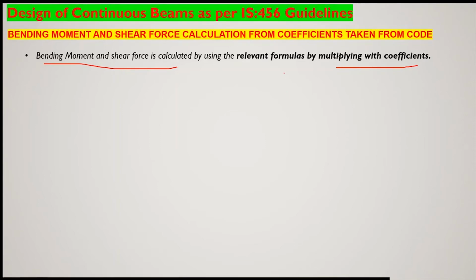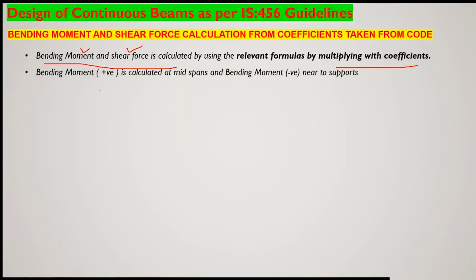then 1 by 12 will be the coefficient and WL square will be the formula. Similarly, in case of shear force calculation, if you get the formula, suppose WL by 4, then 1 by 4 will be the coefficient and WL will be the formula. So that means whatever coefficient you pick from these tables, you will multiply them with WL square for the calculation of bending moment and WL for calculation of shear force.